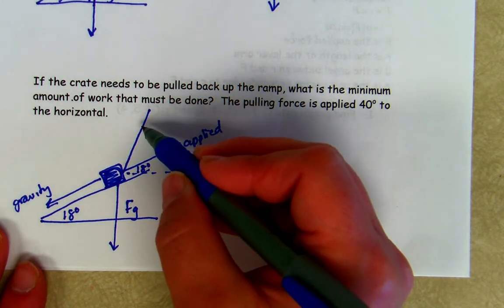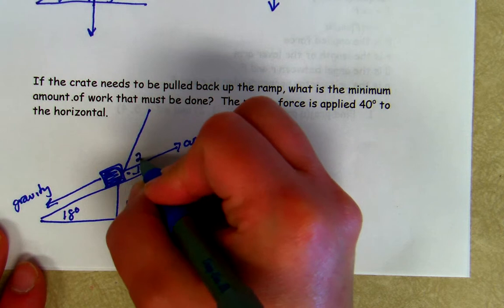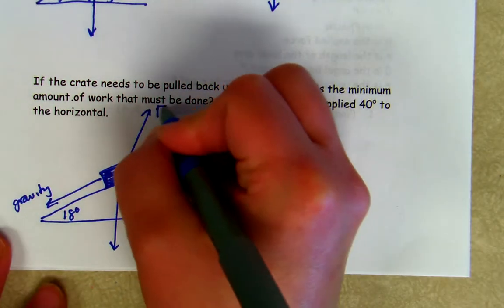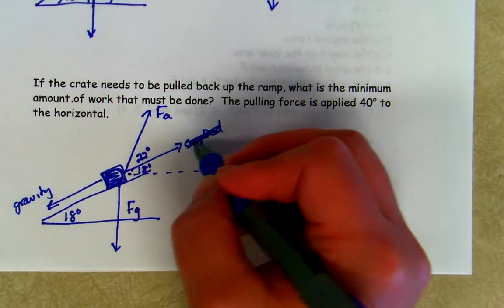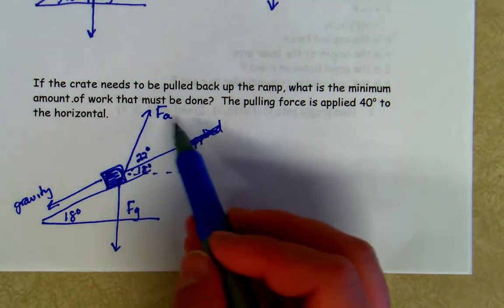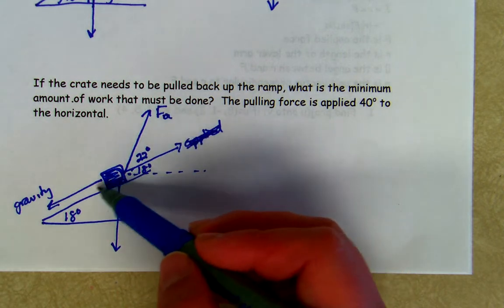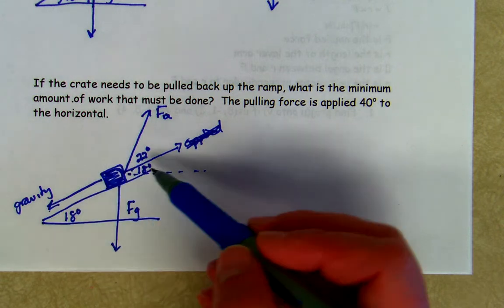There's 40 degrees between the force that's pulling on this object and the horizontal, so I know that that's 22 degrees. So this is my force that's being applied, and this is what happens to it. I'm going to change that from applied. Now, if we want to do the minimum amount of work, the force that we're applying here has to counteract just bare minimally the gravity that's pulling it down.